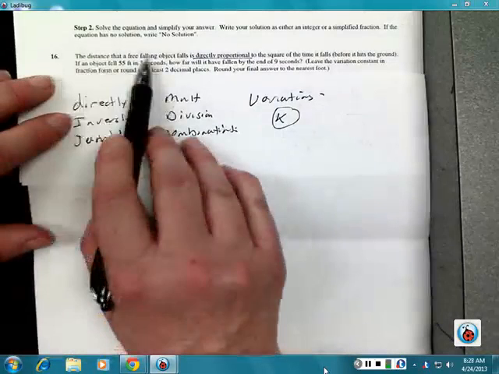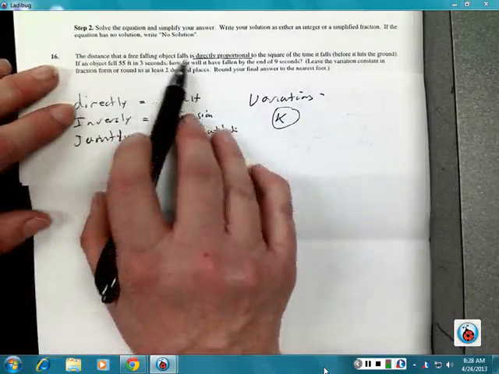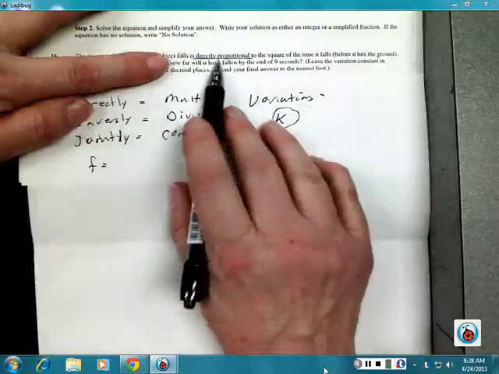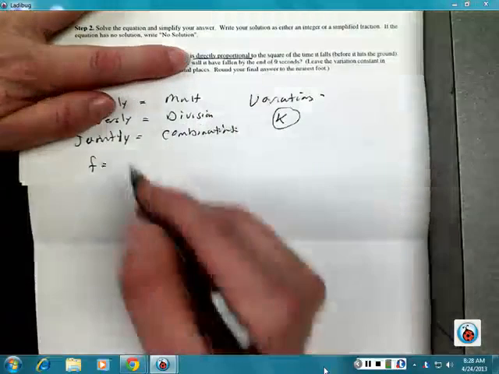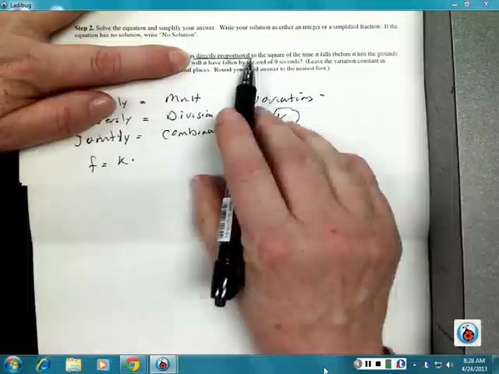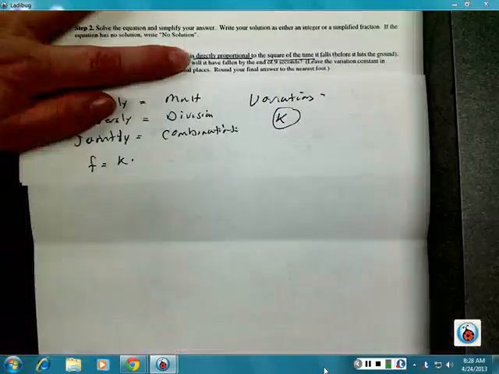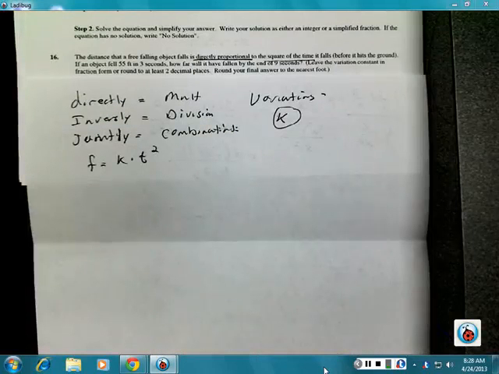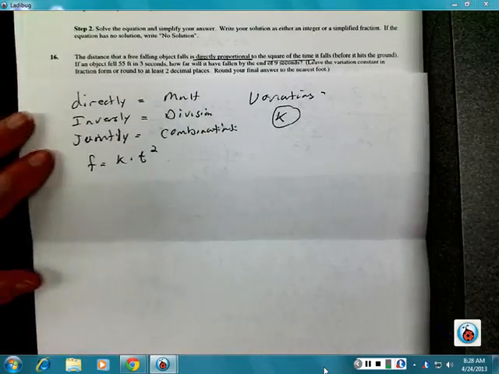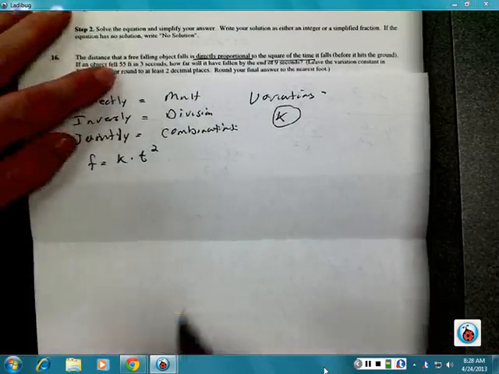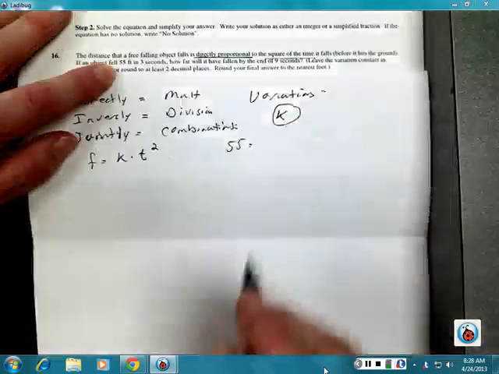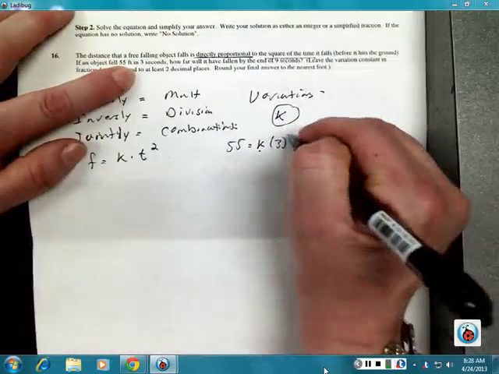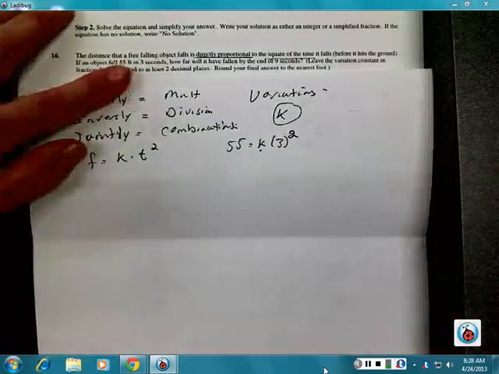The distance that a free-falling object falls, so the falling of this free-falling object, is directly proportional, so that means it's going to be K times something to the square of the time it falls, so of T squared. Everybody get that? We okay? Okay. Before it hits the ground. So if an object fell 55 feet, so 55 feet is my falling, K is my constant value that I need to find, in 3 seconds. So I have to square my 3.